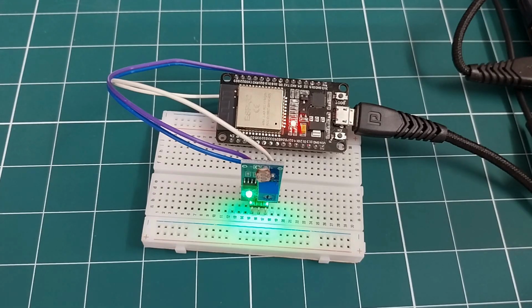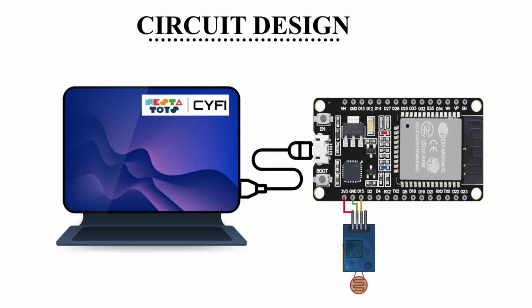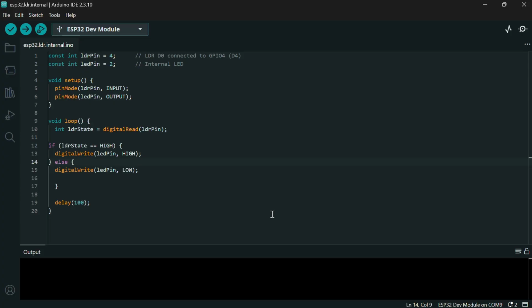Now let us see the circuit diagram, and then we will see the code. We have seen the circuit diagram, the working and the connections of integrating our internal LED with the LDR sensor. Now let us see the code of this.